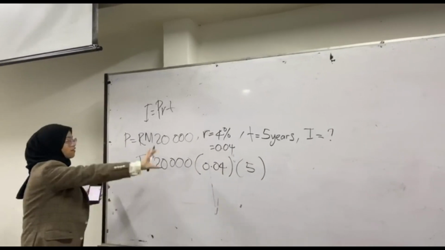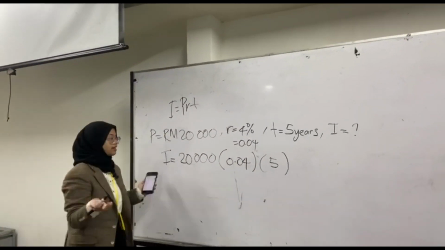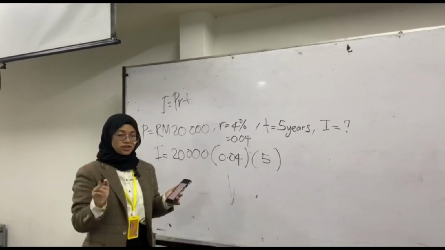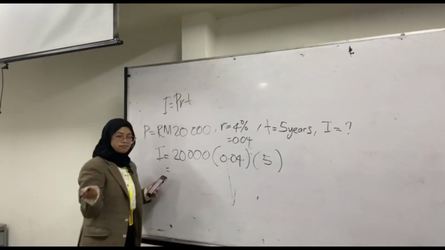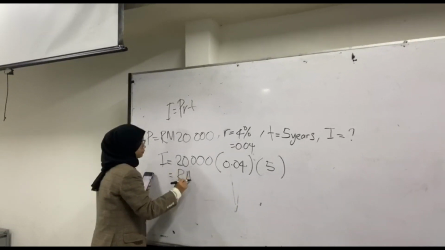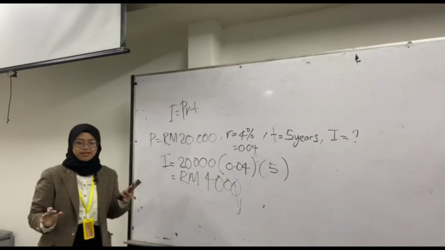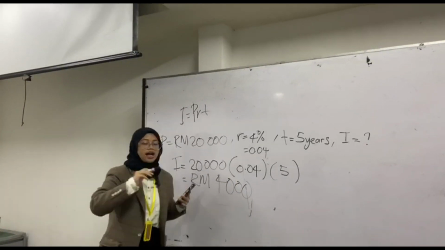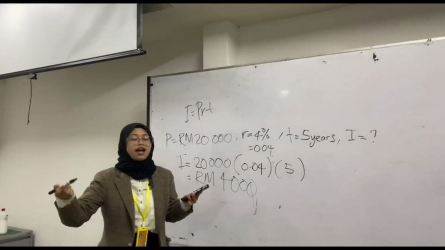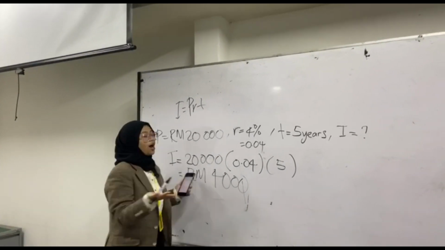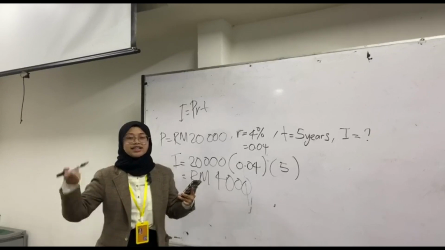After that, we solve it using the calculator, and also don't forget to use the board math, okay? And the total here will be RM4,000. 4,000 here means that it was simple interest after 5 years. Okay, so right now we have already answered the question given.